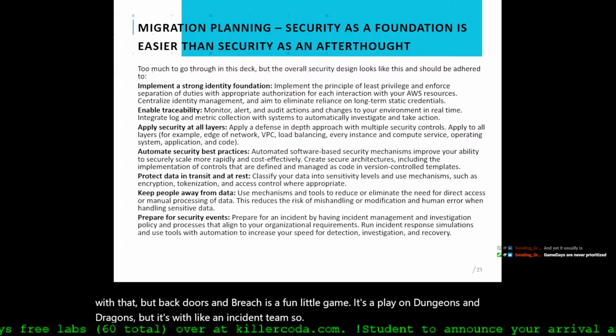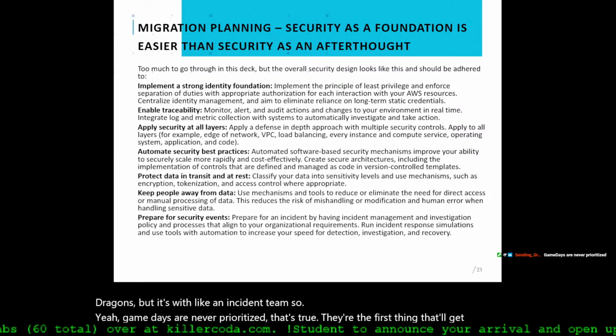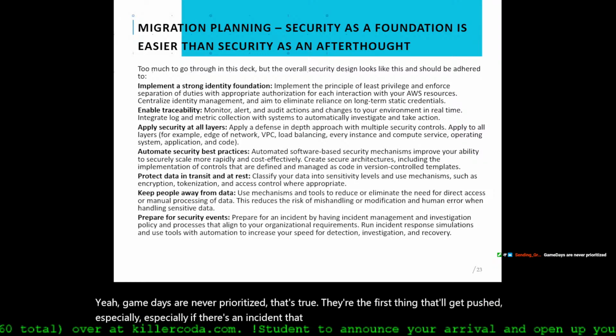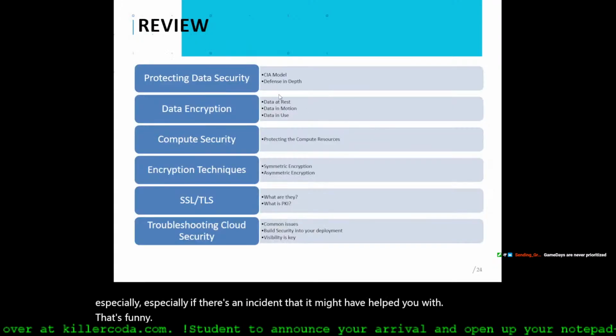Yeah, game days are never prioritized. That's true. They're the first thing that'll get pushed, especially if there's an incident that it might have helped you with. That's funny. All right, so there's our review.